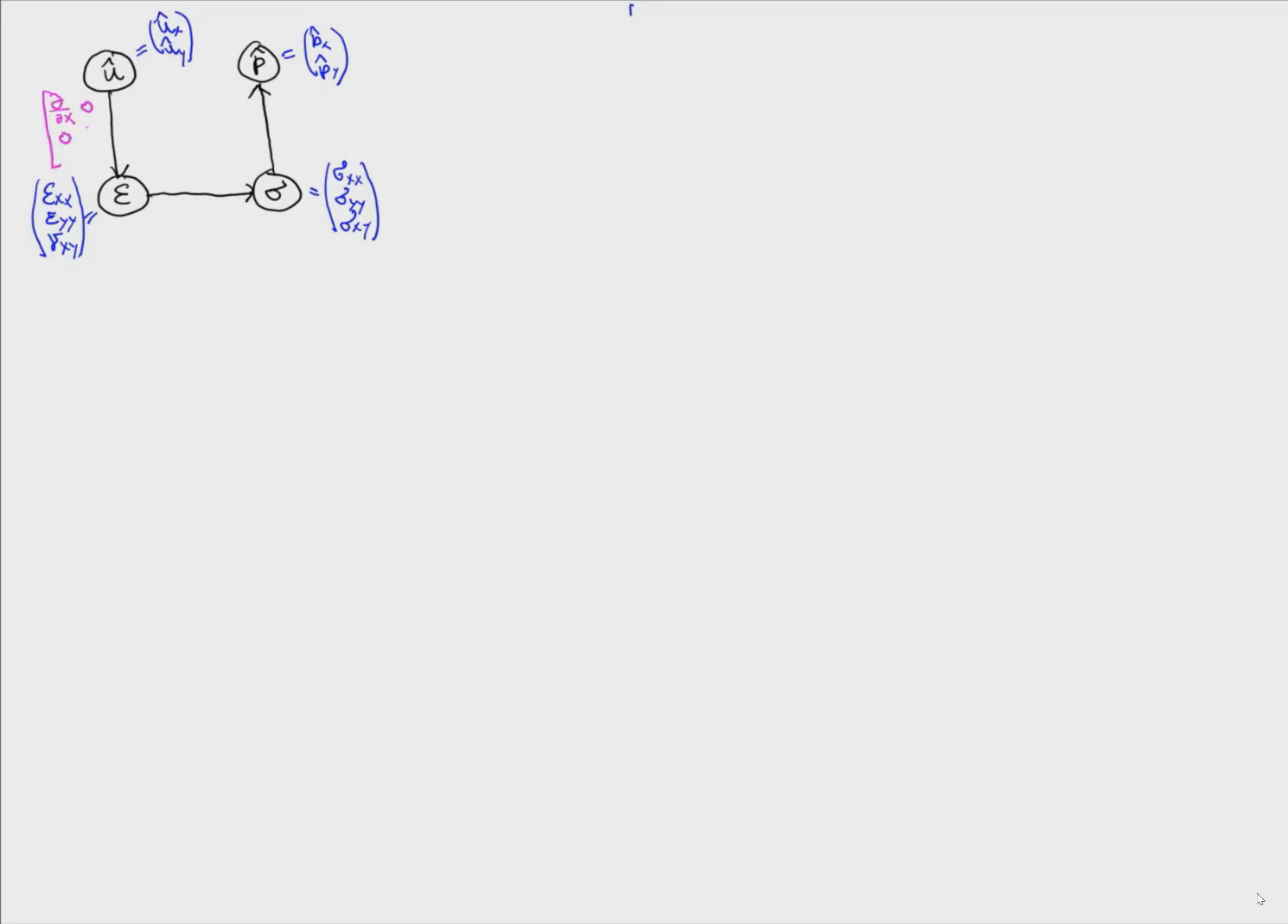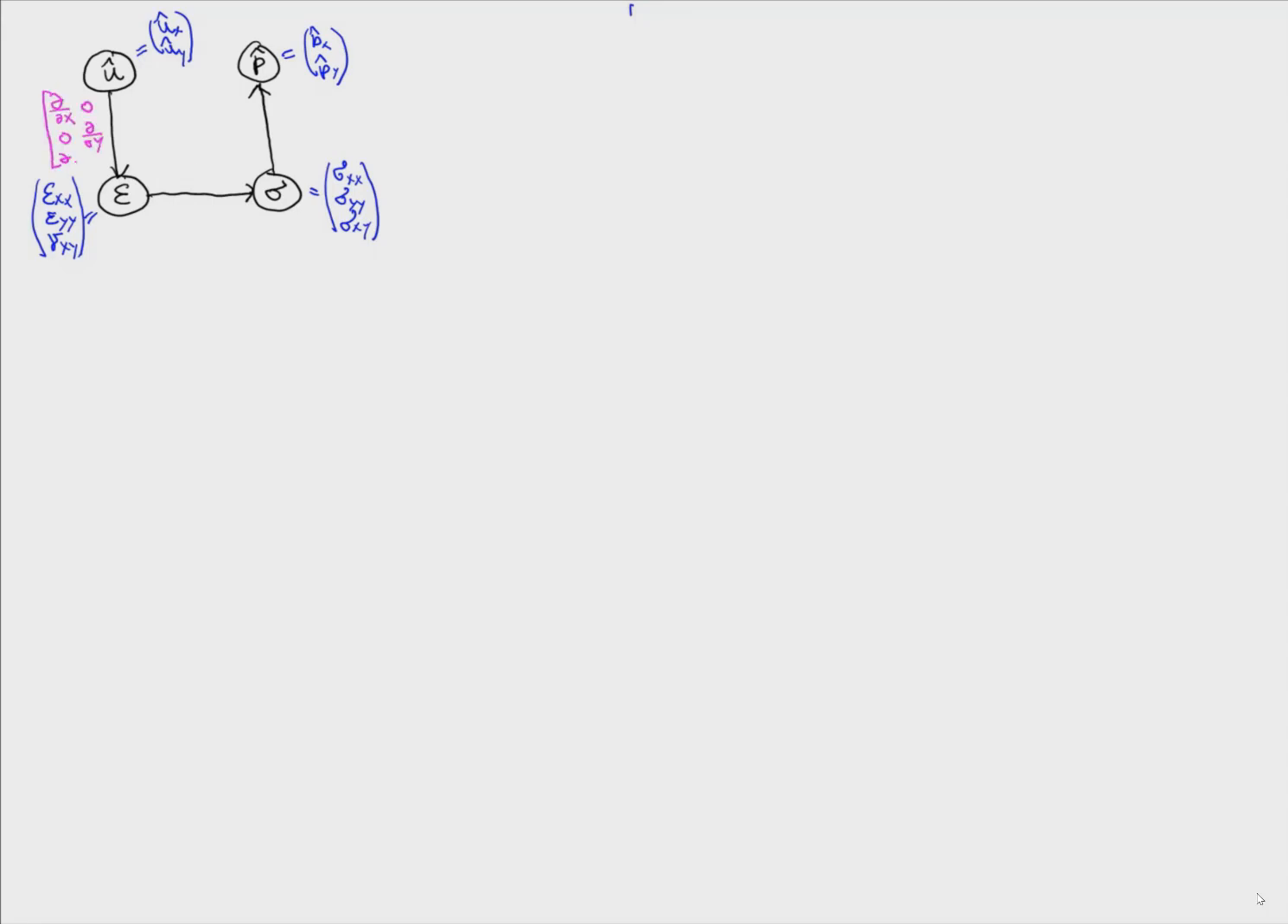So far we have the following parts of the Tonti diagram. The displacement, which has components in the x and y directions. The strain, which has the three components, epsilon xx, epsilon yy, gamma xy. Stress with three components. And the external force per unit area with the x and y components.